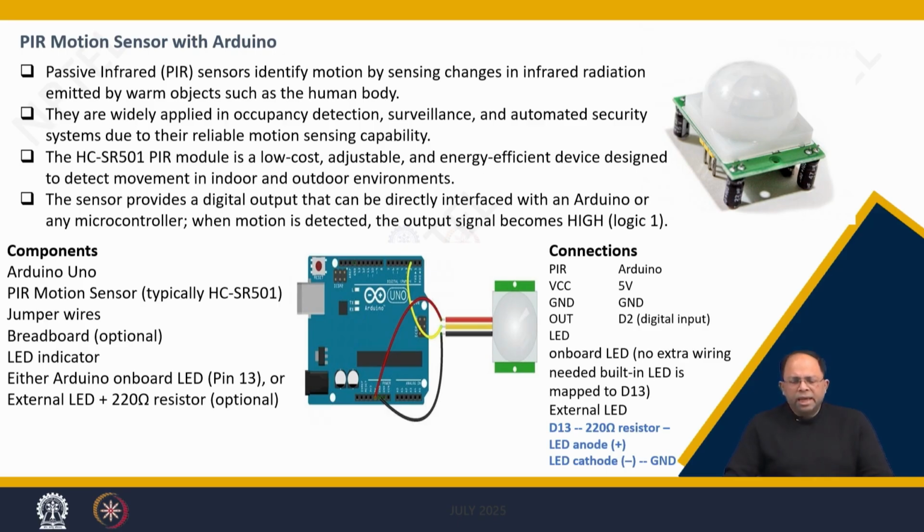Now the connections would be like this. For the motion sensor, the VCC line will connect to the 5-volt line in Arduino. The ground will connect with ground in Arduino. The wire that is coming out will go to the digital input D2 in Arduino. Then there is the LED as well. If it is the onboard LED, no extra wiring is required, but if it is an external LED, then we have to set it up as we have done earlier with a resistor. So the D13 pin should be connected with the 220 ohm resistor, and then to the LED anode, and the LED cathode should connect to the ground.